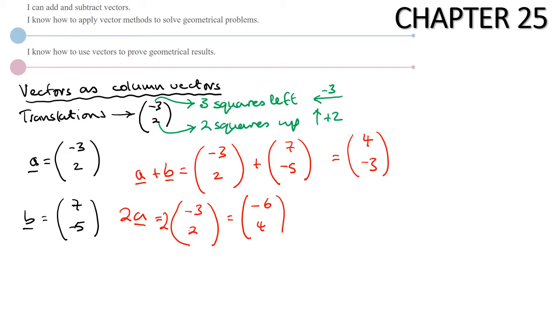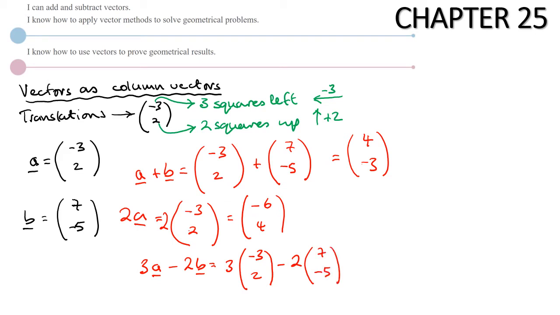I could say, right, let's do 3 of A and then add 2 of B. Now what does that give me? Well, that's going to be 3 lots of whatever A is, and then I'm going to add 2 lots of whatever B is. Actually, let's change it to a minus rather than a plus. So minus 2 lots of B. So that would be B, we said, was 7, negative 5.